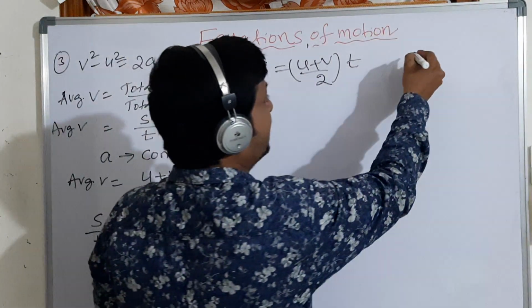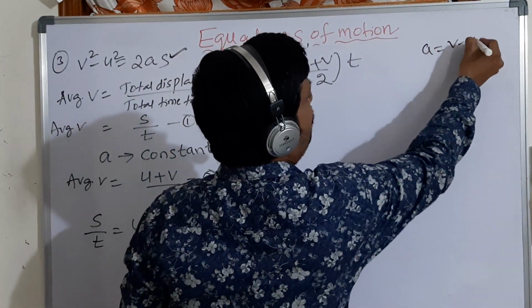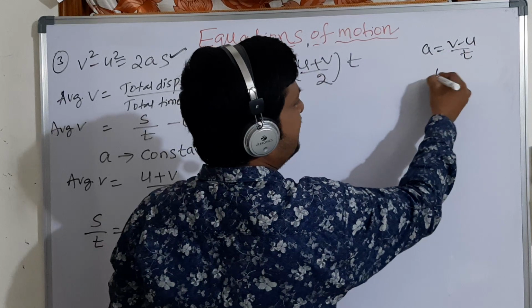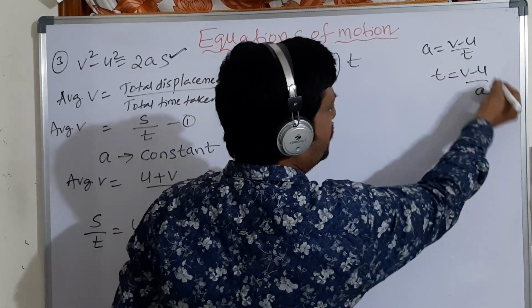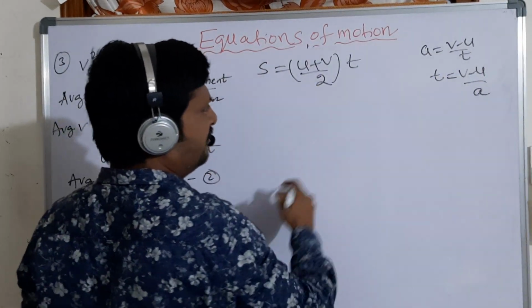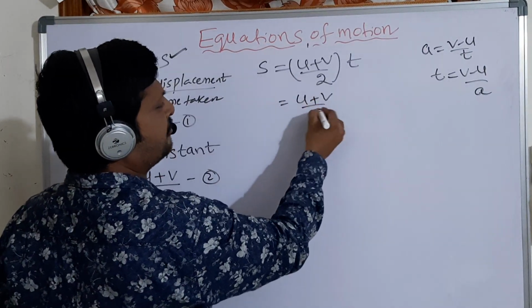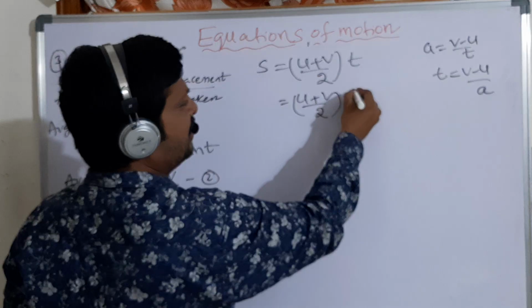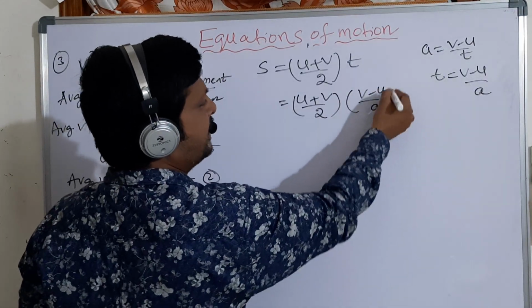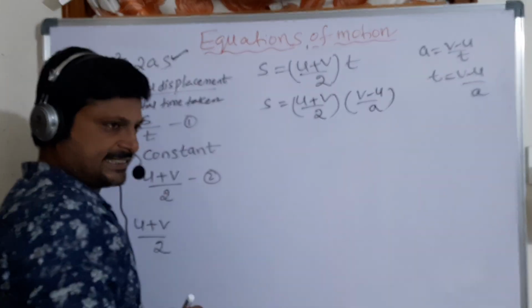Here, a is equal to (v minus u) by t. In the place of t, we can write (v minus u) by a. Then substitute in the place of t, (v minus u) by a. So s is equal to (u + v) by 2 into, in the place of t, (v minus u) by a.